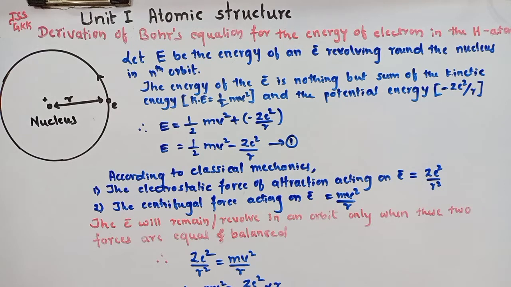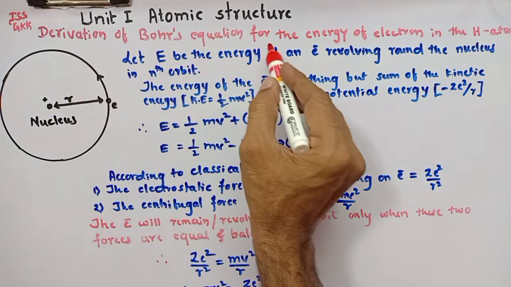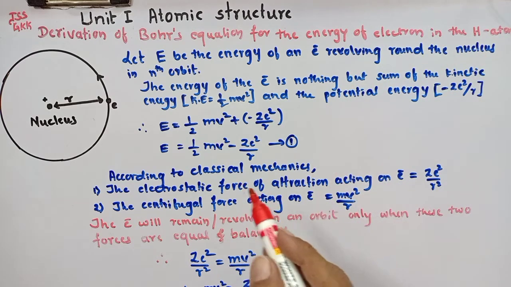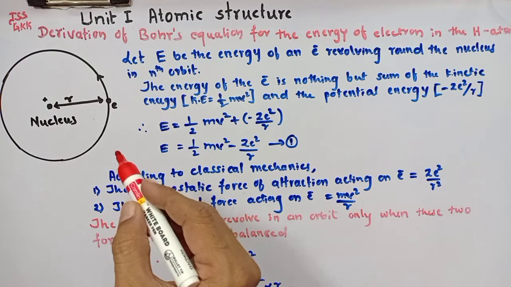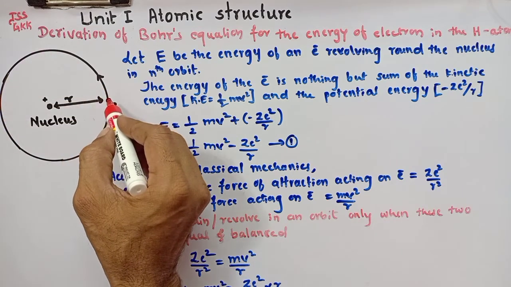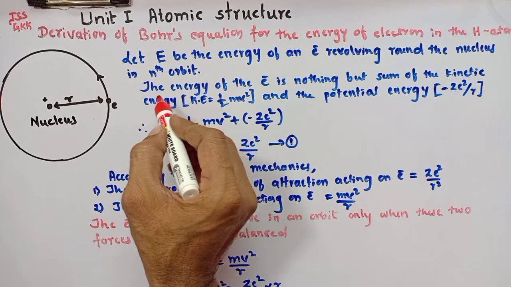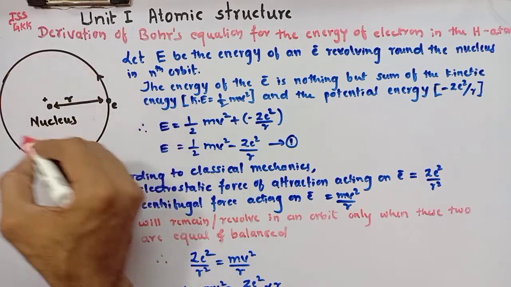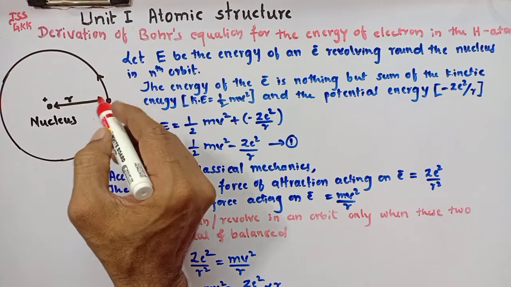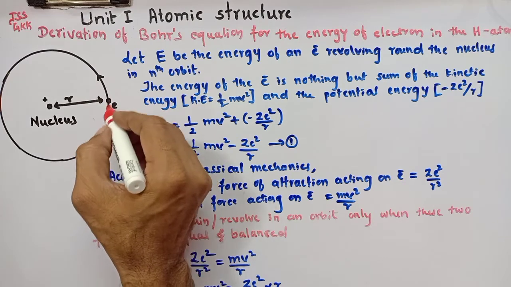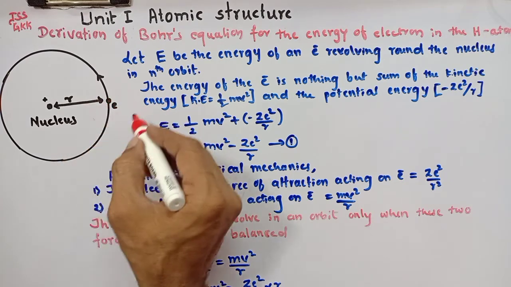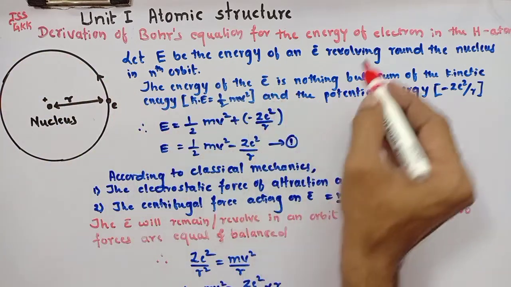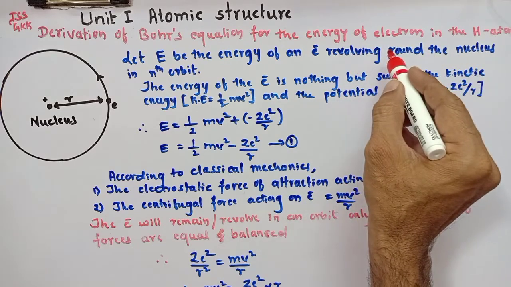In this video, I will discuss the derivation of Bohr's equation for the energy of an electron in a hydrogen atom. According to Bohr's atomic model, each orbit in an atom is associated with a particular amount of energy. That is, each electron surrounding a particular orbit is associated with a particular amount of energy. Now the question comes, how to find the energy of that electron, or the energy associated with each orbit. We have to derive an expression for the energy of an electron or energy of an orbit.